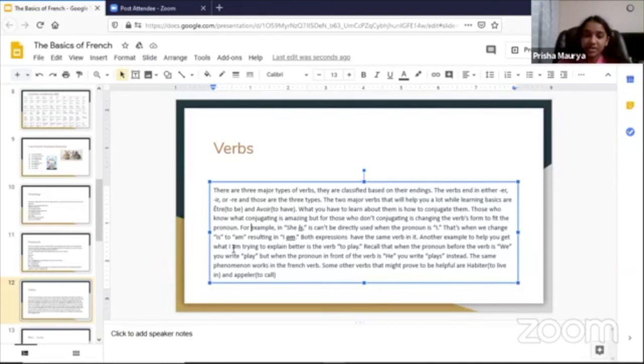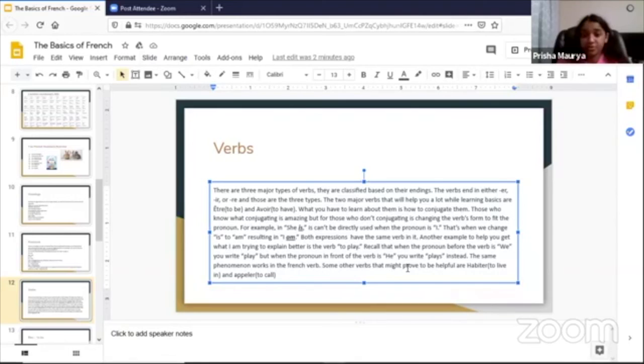Another example that's going to help you get what I'm trying to say better is the verb to play. Recall that when the pronoun before the verb is we, you write play, but when the pronoun in front of the verb is he, you write plays. So we usually write we play and then he plays. So we change the verb to fit the subject. This is a conjugation. It's also in French, the same phenomenon works in the French verbs.